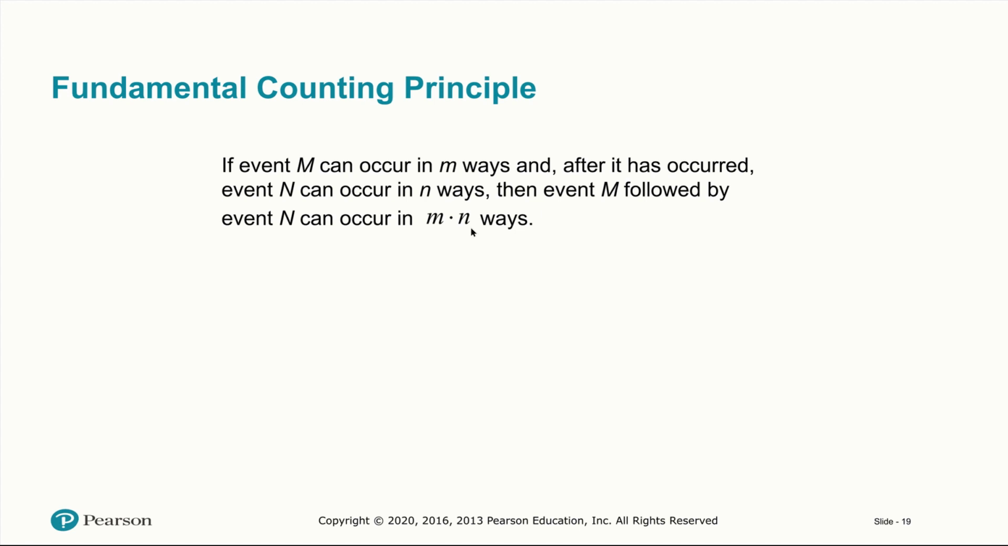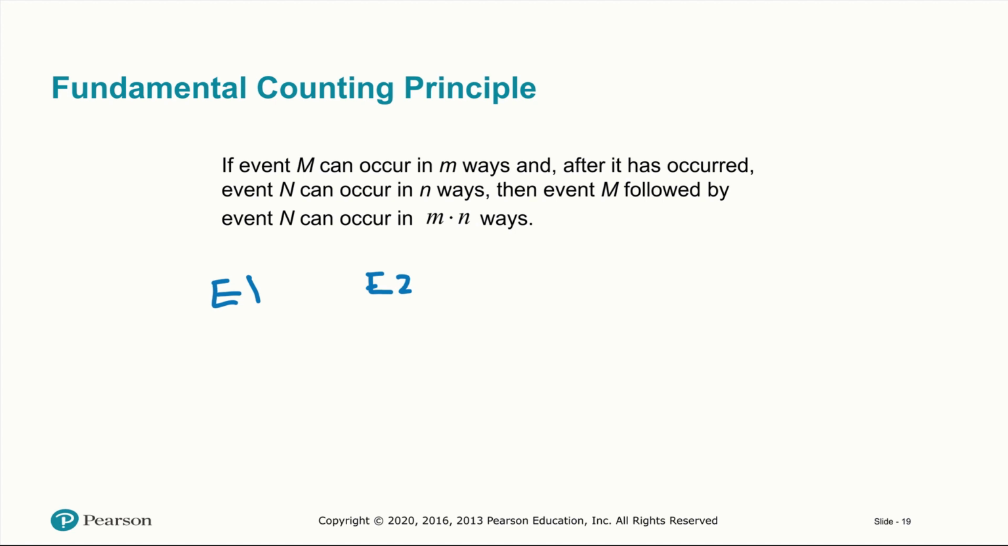So let's see if we can put this in the context of the example we were looking at. Let's say the first event is pairing 1 with one of the members of the set {A, B, C}, and the second event being pairing 2 with one of the members of that set.